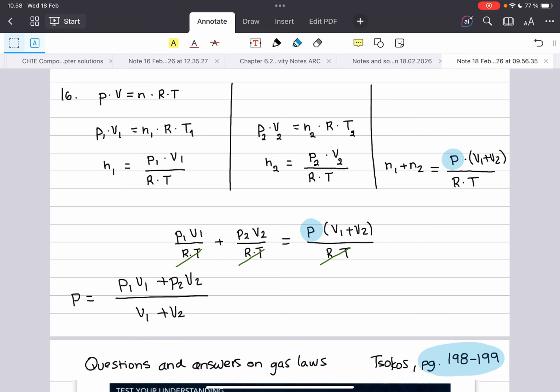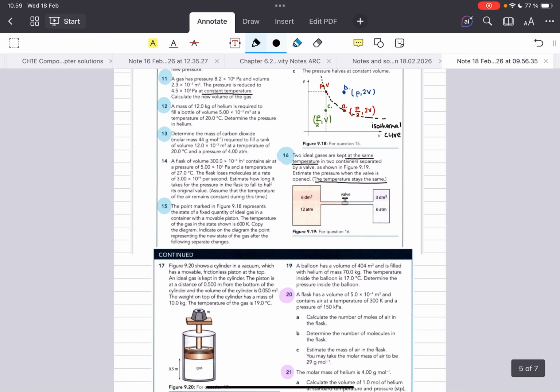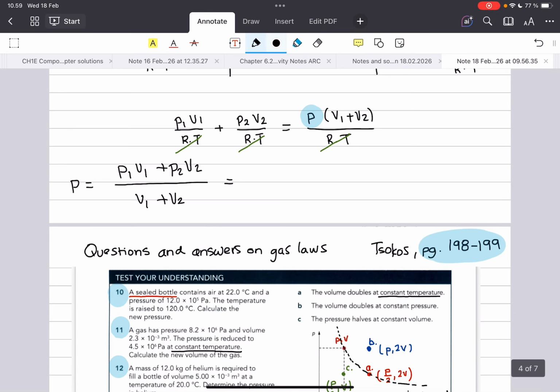So let's use our numbers. What are the pressures here? Let me just see. 12 atmospheres and 6 atmospheres. And the volumes are in decimeters cubed. But that's okay also. So both the volumes, when you add them, give 9 dm cubed.